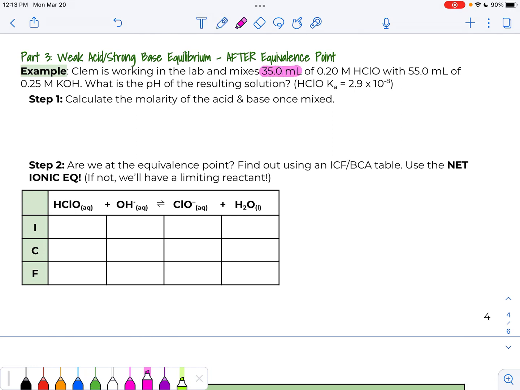Okay, so Clem is working in the lab and mixes 35 mL of 0.2 molar HClO acid with 55 mL of 0.25 molar KOH base. What's the pH of the solution? We have to first start out by finding the initial molarities. Go ahead and pause the video, find those initial molarities, and come on back.